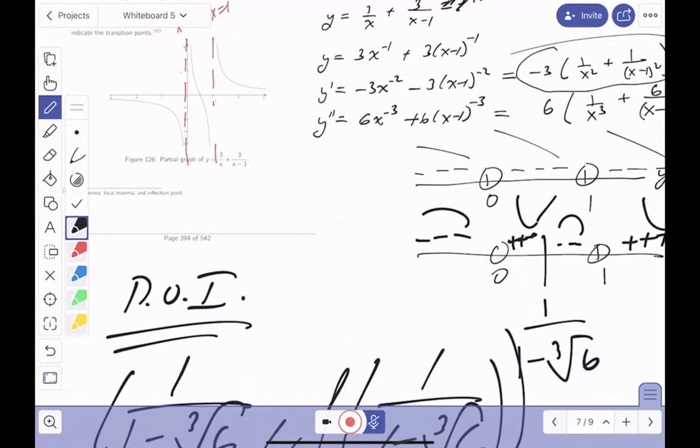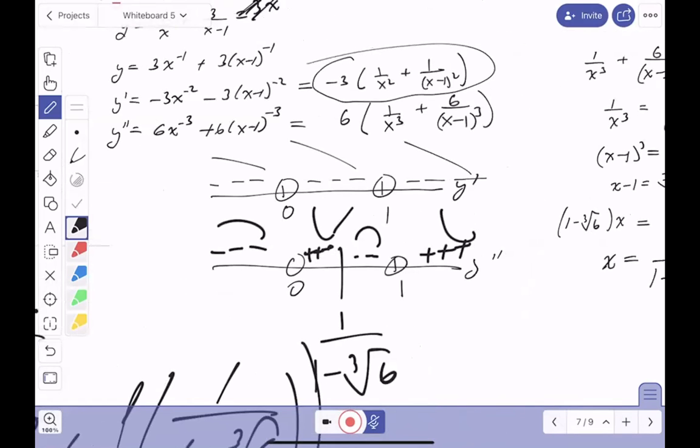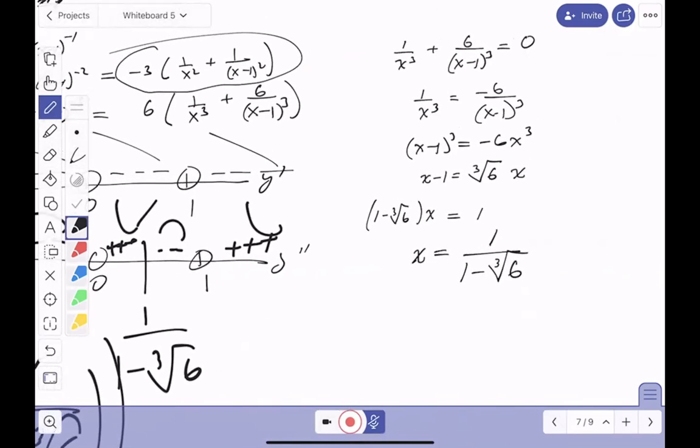Let's see, minus 3 times 6, right? x minus 3, and then 6, x minus 1 cubed. I think I did it right. And let's see, I pulled the 6 out: 1 over x cubed, 6 over x minus 1 cubed. I think I did it right. And then I got over here, and I guess I'm losing something over here, and I wonder what I lost on it.